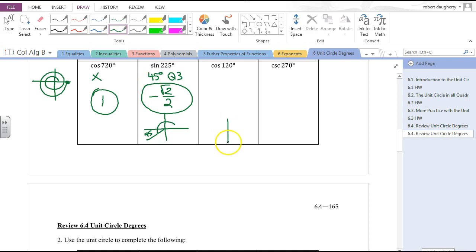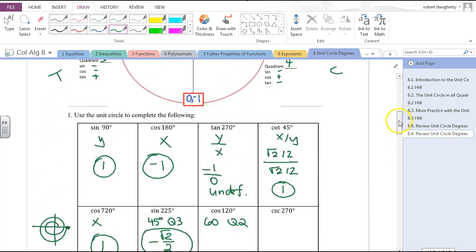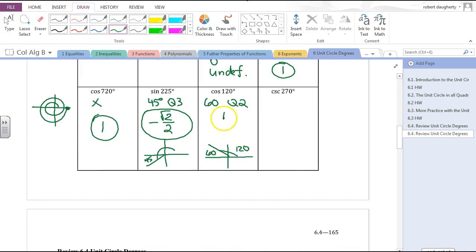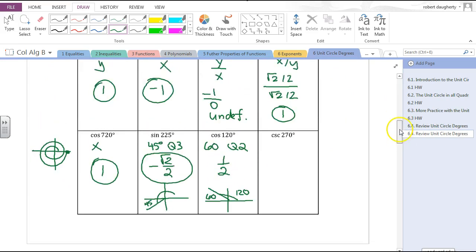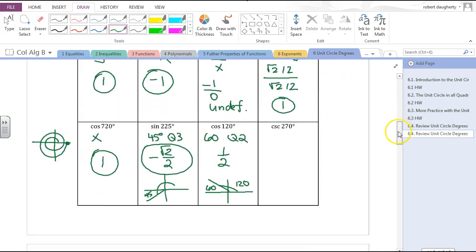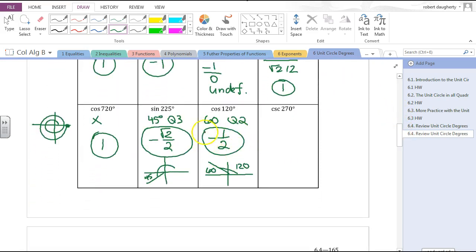Cosine of 120. When you draw a 120-degree angle, that means this central angle is 60. So I need to figure out a 60-degree angle in quadrant 2. Cosine is the x coordinate. Go to 60 degrees. What's the x coordinate? It's 1/2. If you look in the second quadrant, cosine is negative. So this answer is negative 1/2.